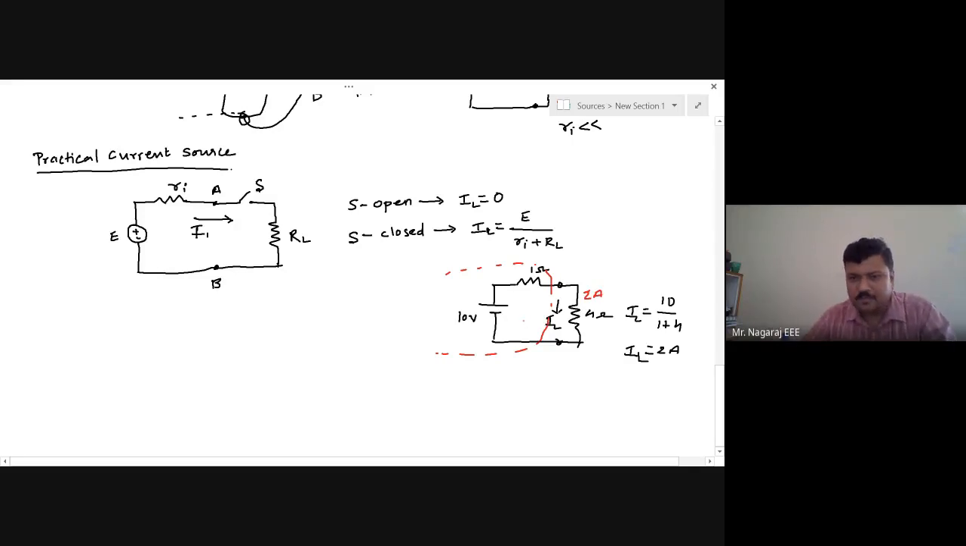Are you getting it? You do whatever you want, whether you want to convert this voltage source to a current source, or to a voltage source, or something else, or you want to take some alien component into that. Ultimately, the 4 ohm load resistance should get 2 amperes of current.